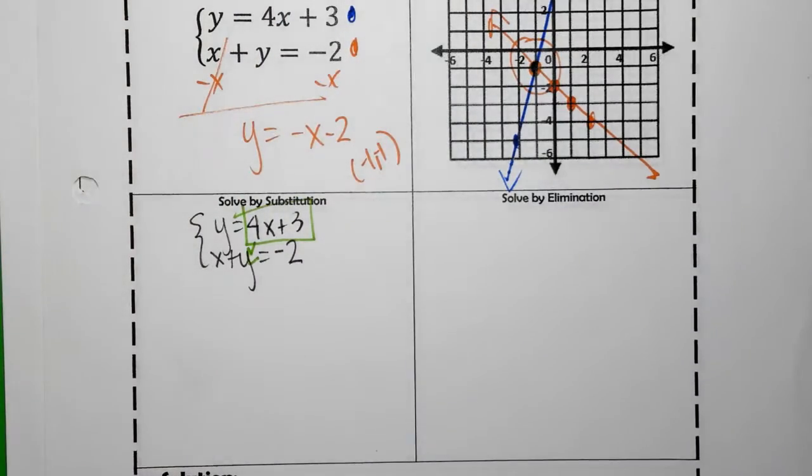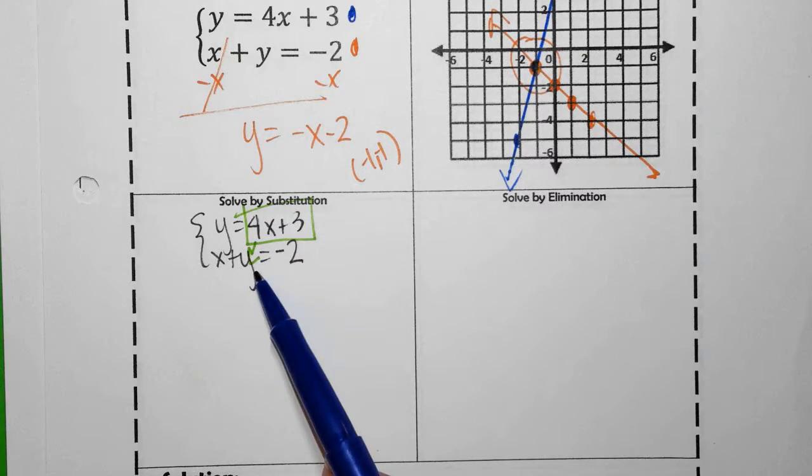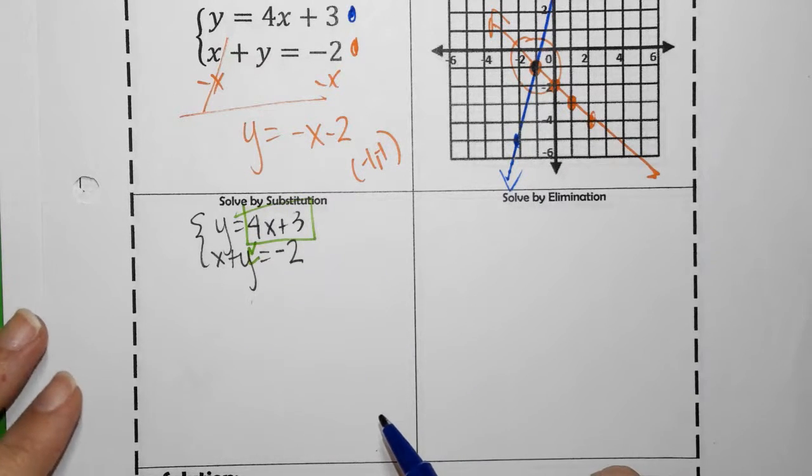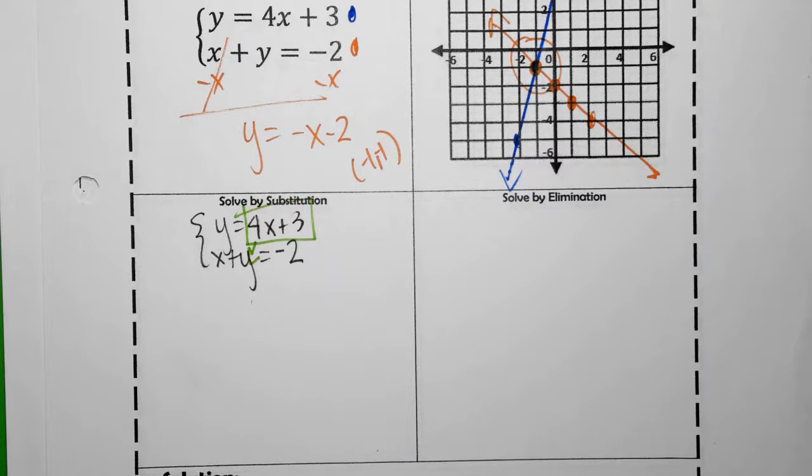I said it like 75 times, and I still got kids confused. You see where it says x plus y, and you plug in the 4x plus 3. The 4 is negative, but you keep that plus. You would write x minus 4x. You can just write minus.